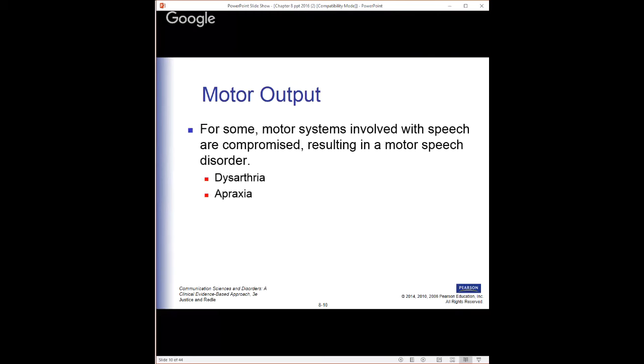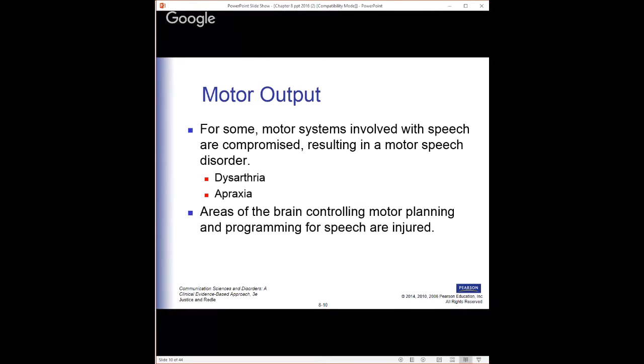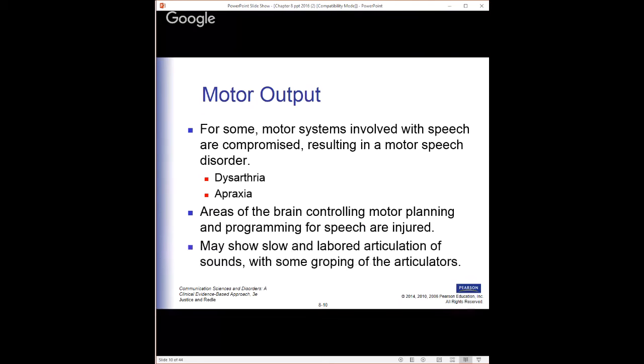Motor output: some motor systems involved with speech are compromised, resulting in a motor speech disorder. And two of those are dysarthria, which is the weakening of the muscles used in speech, as I said before, and apraxia, where the motor planning for speech is compromised. People may show slow and labored articulation of sounds with some groping of the articulators in apraxia also.